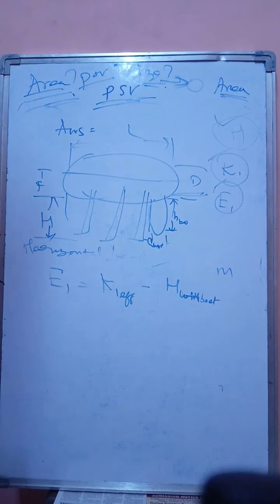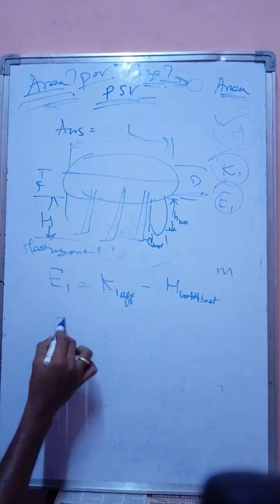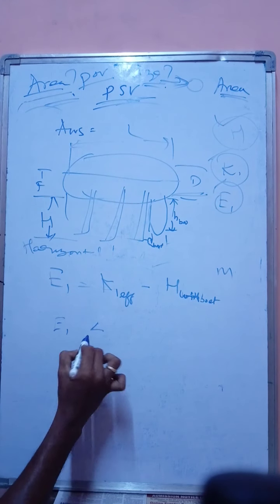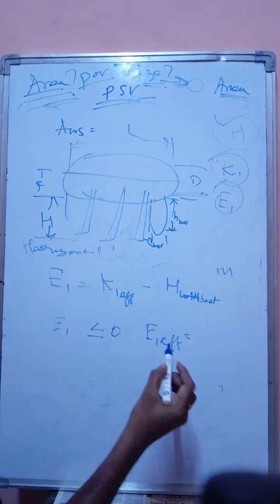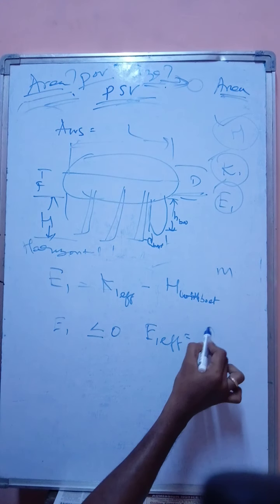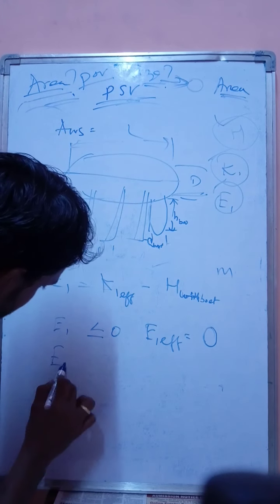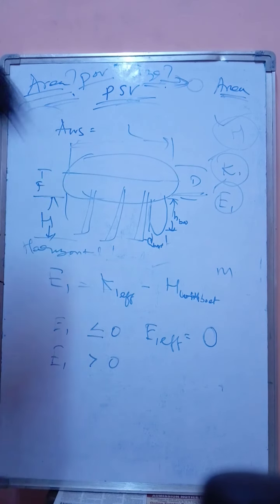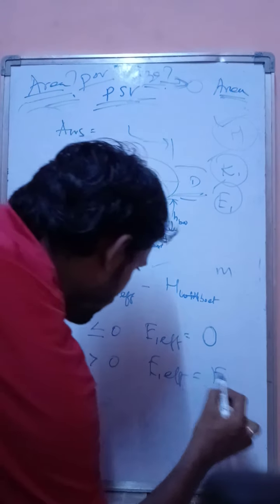Here also we have one more rule. Whatever the E1 initial liquid level we found out, if it is less than or equal to 0, then E1 effective will be 0, right? What happens if it is greater than that? If E1 is greater than 0, then E1 effective will be whatever value is coming, that will be taken as E1.